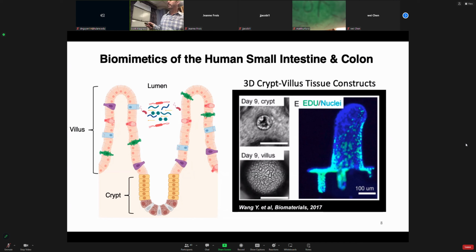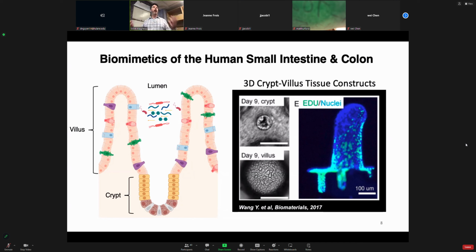If you take a 3-dimensional image of that, in this case, blue is nuclei. In green, we've stained this structure with EdU. You can see that we have both a compartmentalized stem cell zone more towards the bottom and differentiated cells at the top. Now, there are proliferative cells here up the crypt-villus axis, and you would never see that in vivo.